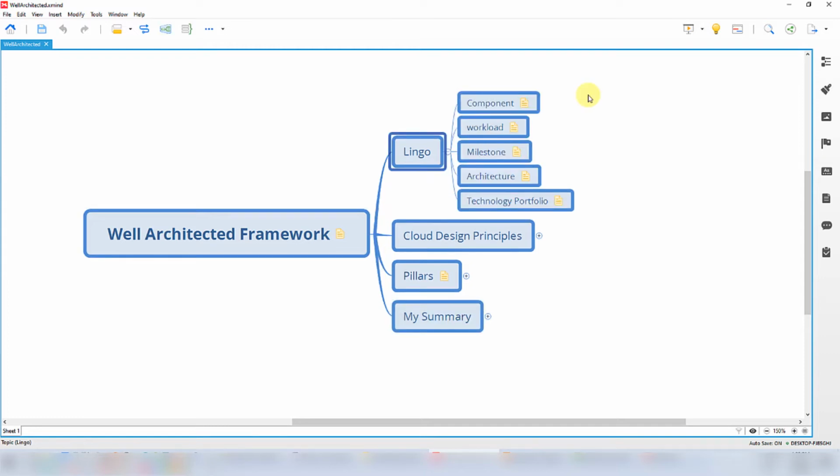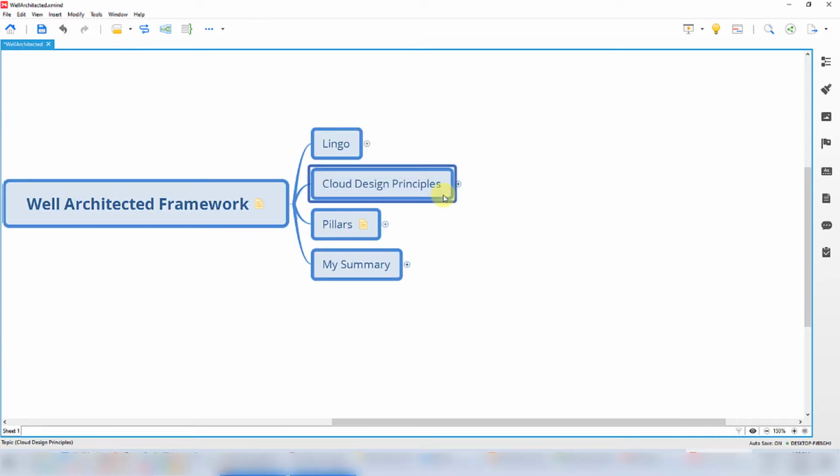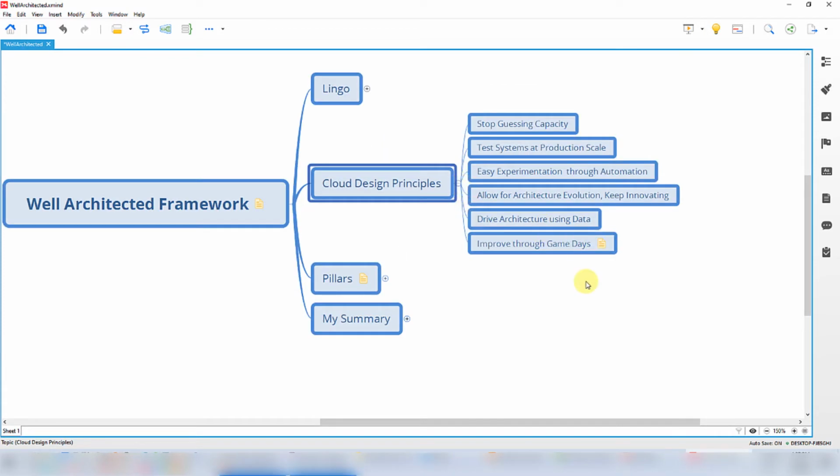So these are the terms commonly used in the paper. Component is essentially a software component. It's a technical unit of ownership. Workload is basically a set of components, and this is going to be used quite often in the paper. You understand architecture. Milestone is times when the architecture changes in significant ways, and basically a portfolio is a set of workloads.